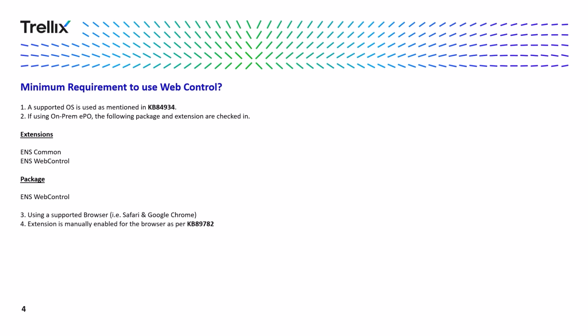Extension is manually enabled for the browser as per KB 89782. The following URL is allowed for site lookup, that is enswebcontrol.repl.gti.trellix.com.